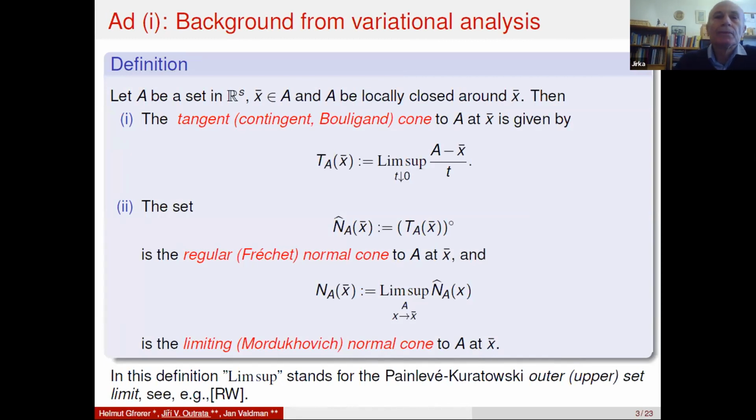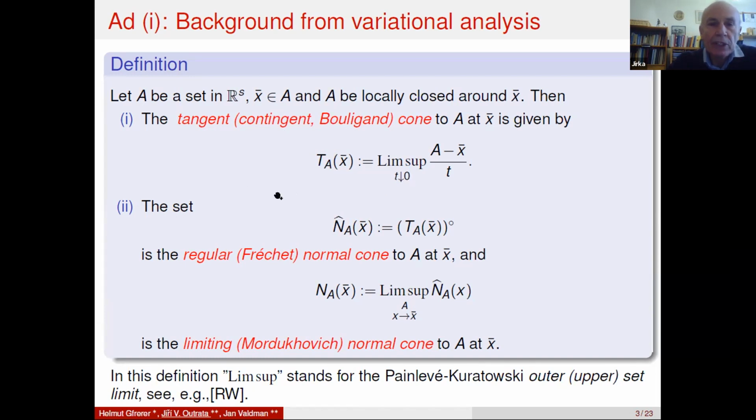So now some preliminaries. Everything is in a finite dimensional space, and we will be working with three generalized derivatives. At first the cones. Having a set A and a point x bar from A, and assuming that the set A is locally closed around x bar, then we may define in the standard way the tangent or Bouligand contingent cone to A at x bar via this outer set limit.